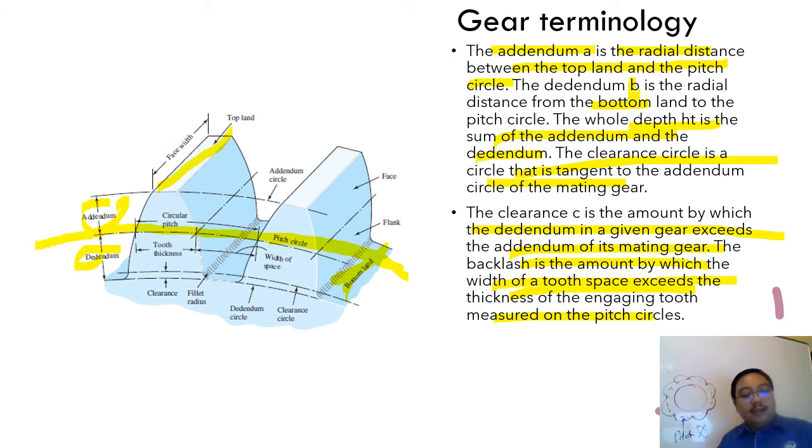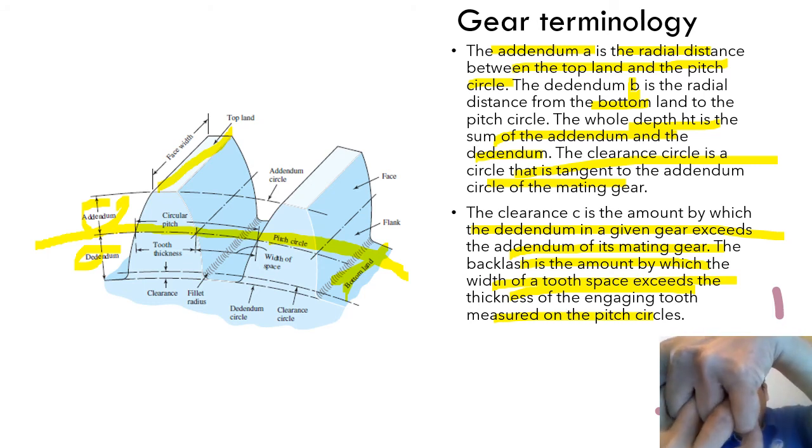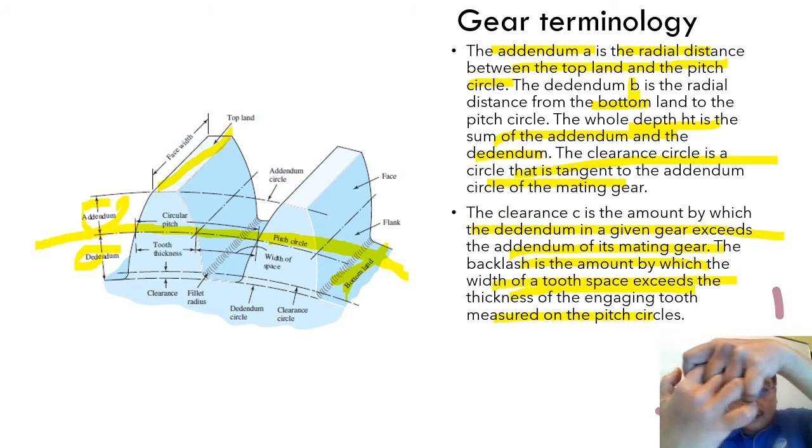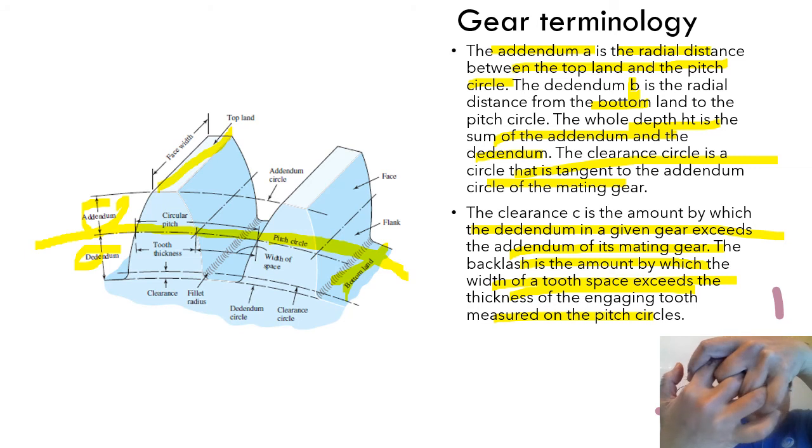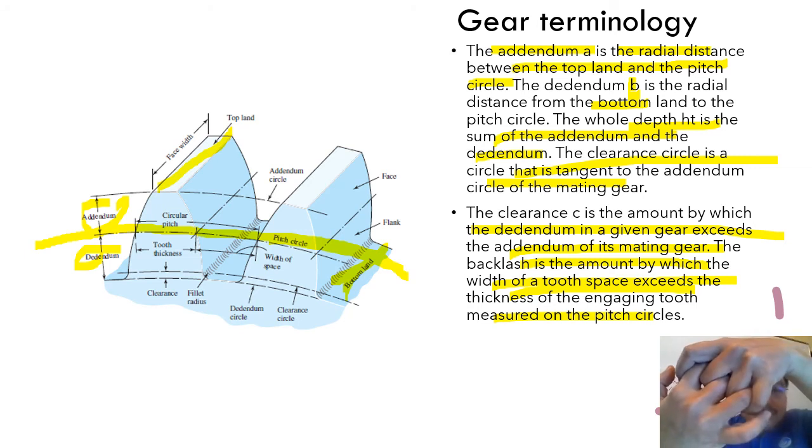Okay, when both gears are mating, like my hand here, let's say this is one gear, this is one gear I made. There will be a space. You can see there is a space. This space is called clearance.